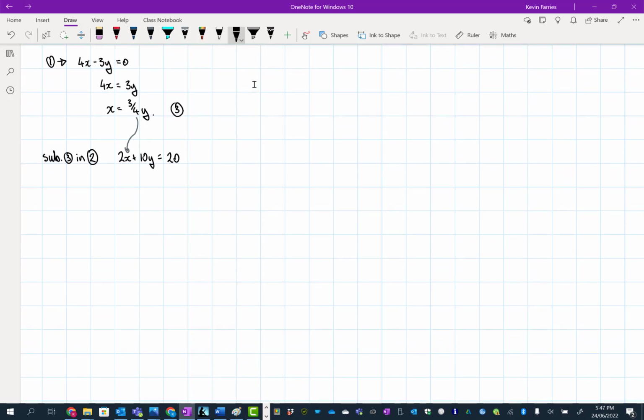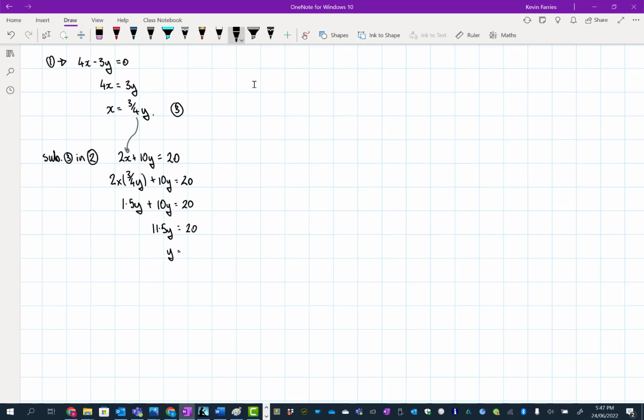So then we're going to get 2 times, so x is the same as 3/4 y, so it's the same thing, 2 times 3/4 y plus 10y equals 20. Therefore, 3/4 times 2 is 3/2, because the 2's are going to cancel out. So that's going to end up with 3/2, which is the same as 1.5y. Stick it in the calculator if you're not sure. Plus 10y equals 20. Therefore, 11.5y equals 20.